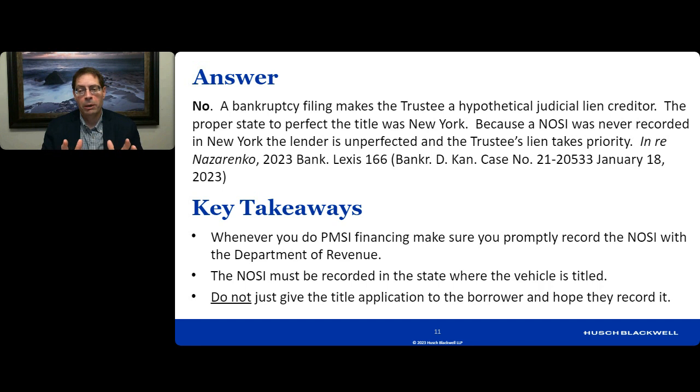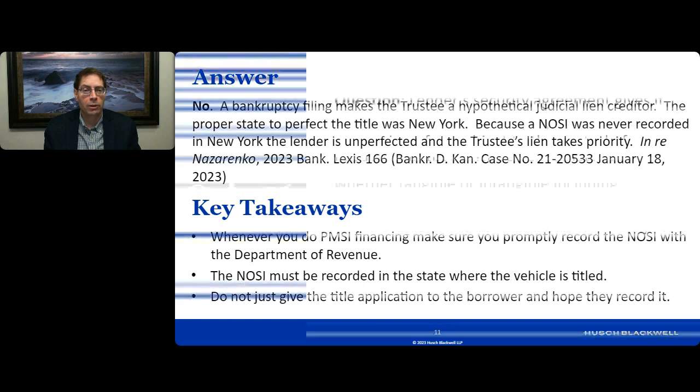So I think I've probably beat this one to death, but the key point here is what state is the title in? Let's record our lien there. If the borrower then retitles it in, like, say, Kansas, then you want to double check that the lien is showing up. And if not, make sure you file your notice of security interest. All right.